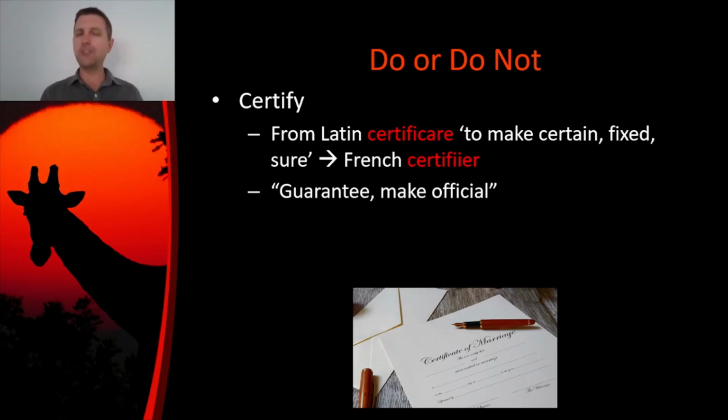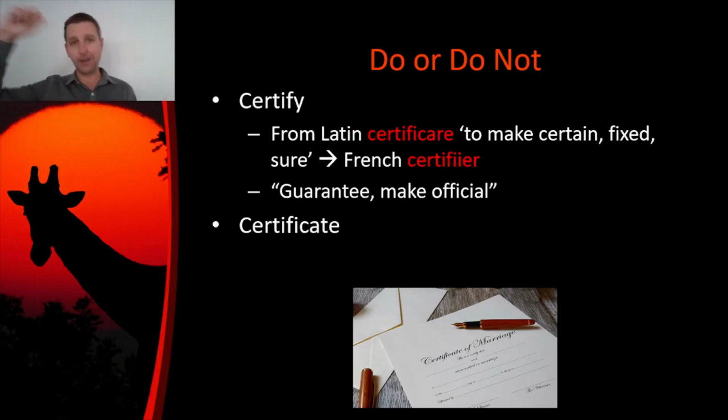So how do we use the word certify in English today? Well, it hasn't really changed that much in 2,000 years. It still basically means to make certain or to make sure. We use it to mean that we're going to guarantee something or to make something official. And of course, the past participle of that, something that has been made official, is a certificate.